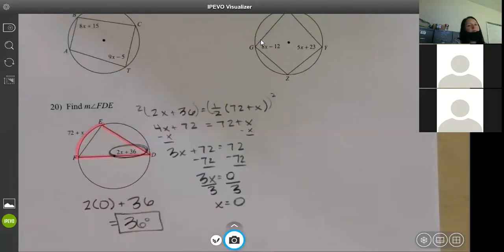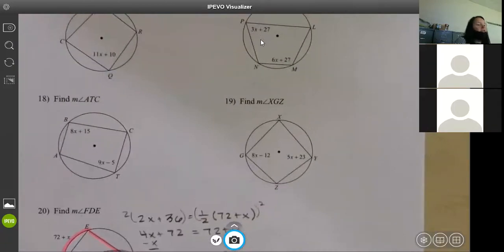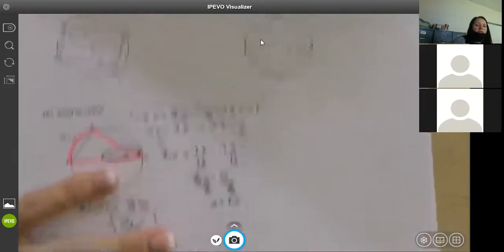All right, so this may help you on the other one. So something that we haven't done yet is if there is a quadrilateral, I'm going to write this at the bottom.